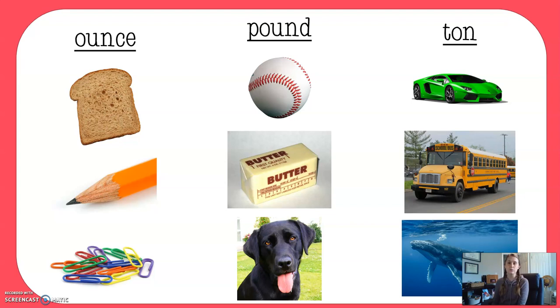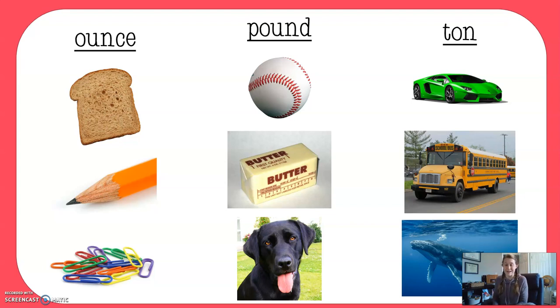So when you think of an ounce, I want you to think of maybe a slice of bread or a pencil. Think about how heavy 20 paper clips would be, roughly. That's 1 ounce. So it's a very light weight. Moving into pounds, that's our second unit. That's going to be about how heavy a baseball is. Or a stick of butter. We'll use pounds to weigh people and pets, like a dog. So a dog won't weigh 1 pound, but we use pounds to weigh.